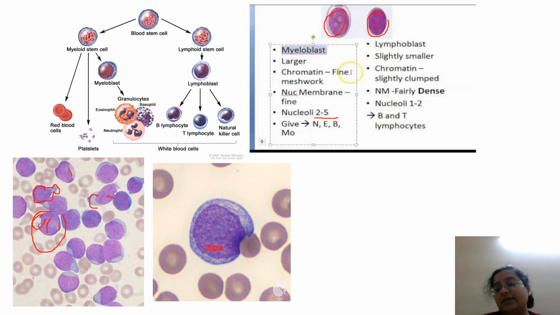However, most of the cases that we get are full-blown acute leukemias. It is very, very rare to catch something at a very early stage. So you won't get any lineage in that case. So you have to just identify by rods, granules, nucleoli, and the type of chromatin.